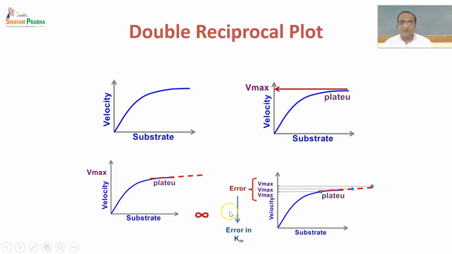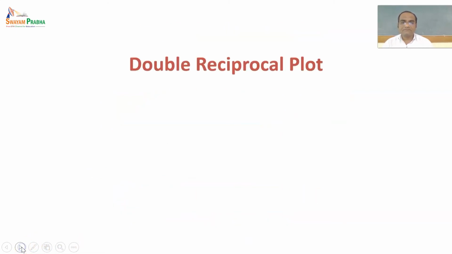And this is how it happens in the Michaelis-Menten equation: velocity is plotted against substrate concentration, and from that we have to calculate the value of Km. But the double reciprocal plot has an advantage over the Michaelis-Menten equation, which we can understand from the equation itself.